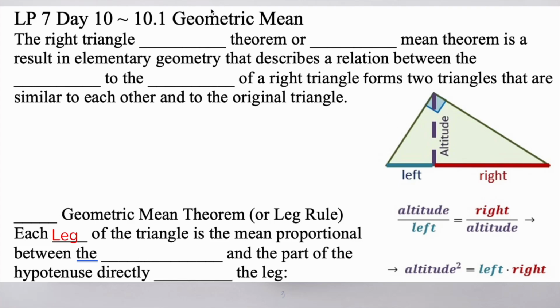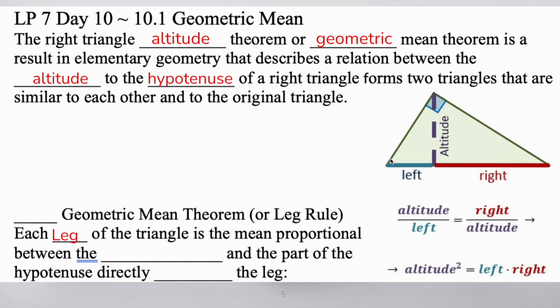So in this video, we're going to talk about the geometric mean that's created by an altitude in a right triangle. The right triangle altitude theorem, or geometric mean theorem, is a result in elementary geometry that describes a relationship between the altitude to the hypotenuse of a right triangle, which forms two triangles that are similar to each other and to the original triangle.